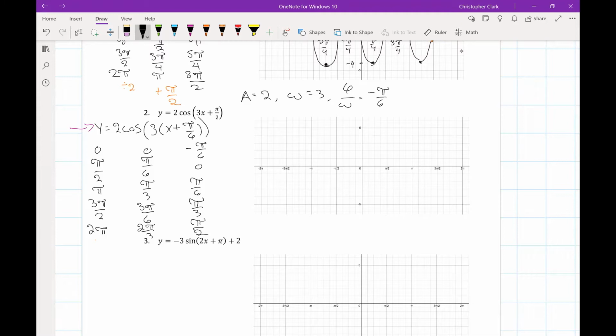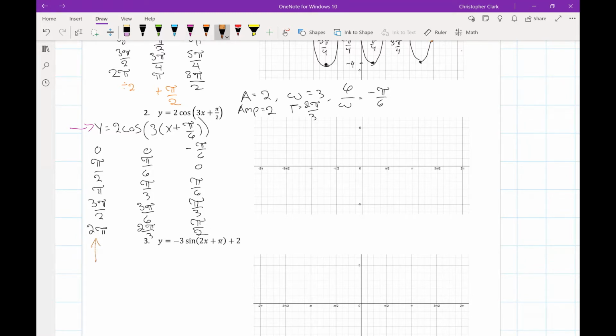So now that we have our a, our amplitude is 2. We have our omega, which is 3, so our period is 2 pi over 3, and we have our phase shift. So we have all of the pieces that we need in order to graph this function. We're going to start off. Our first column, highlighted in gold, is the regular special points, the same thing we always start off with: 0, pi over 2, pi, 3 pi over 2, and 2 pi.